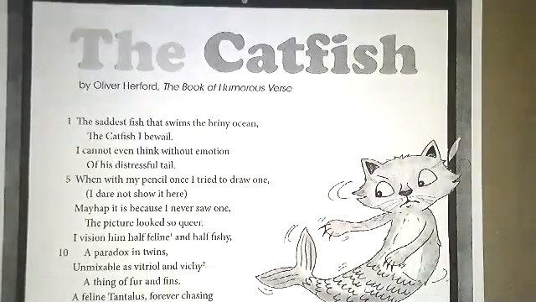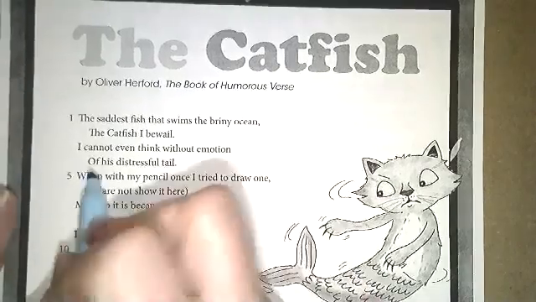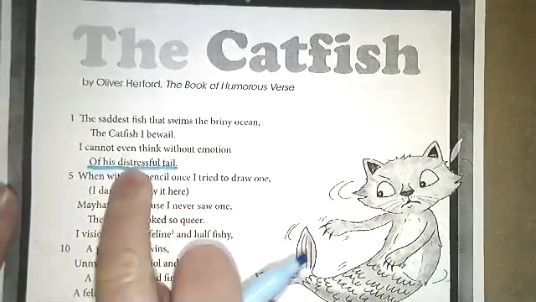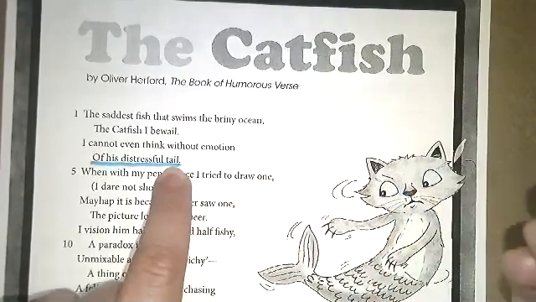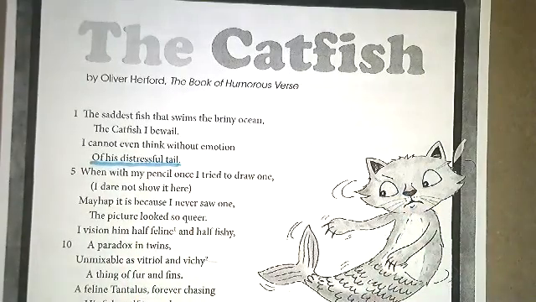The saddest fish that swims the briny ocean, the catfish I bewail. So there's nothing in those first two lines that tell us anything about how the catfish would appear. I cannot think without emotion of his distressful tale. I will underline the fourth line of the poem because it says that he has a distressful tale. And because of the way tale is spelled, T-A-I-L, I know that it is the tail of it, not a tale like a story. When with my pencil once I tried to draw one, I dare not show it here. Again, nothing in those two lines tells me how the catfish would look. Mayhap it is because I never saw one, the picture looked so queer.